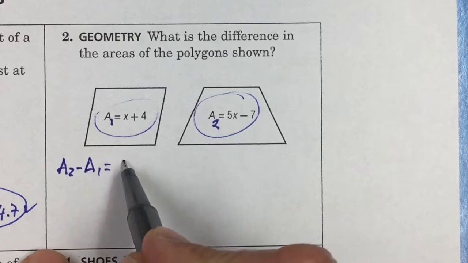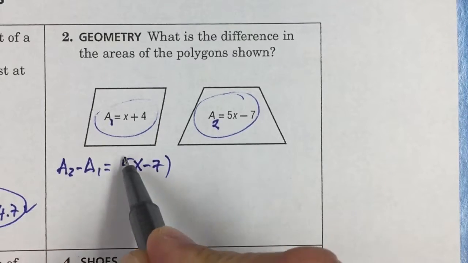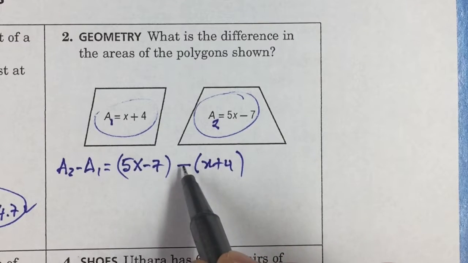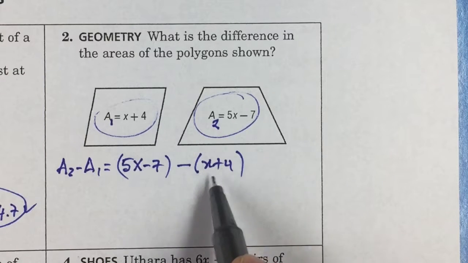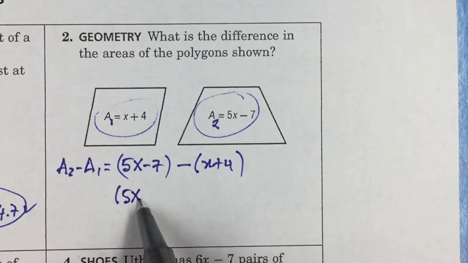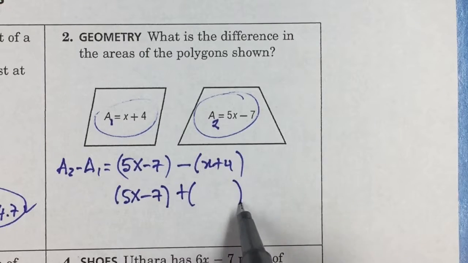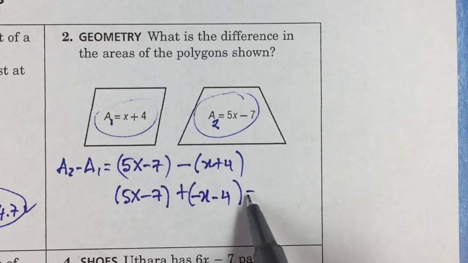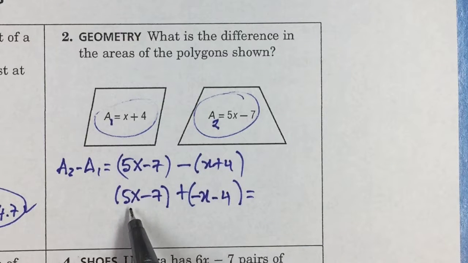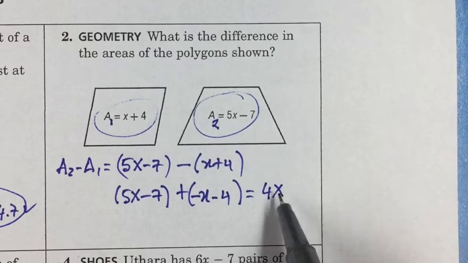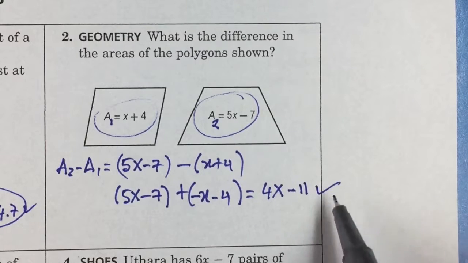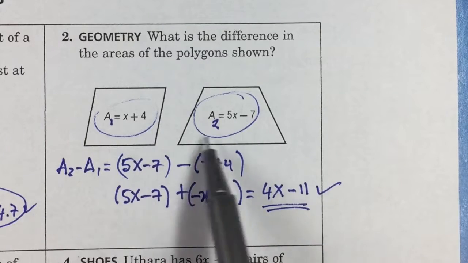Area 2 is 5x minus 7 minus area 1, that is x plus 4. As we know, to subtract two expressions, we have to add the additive inverse of the second one. So 5x minus 7, plus, and we do that by changing the signs in here, negative x minus 4. We start adding the letters. 5x minus x is 4x. And we add the numbers. Negative 7 minus 4 is negative 11. And this is the difference in areas between these two polygons.